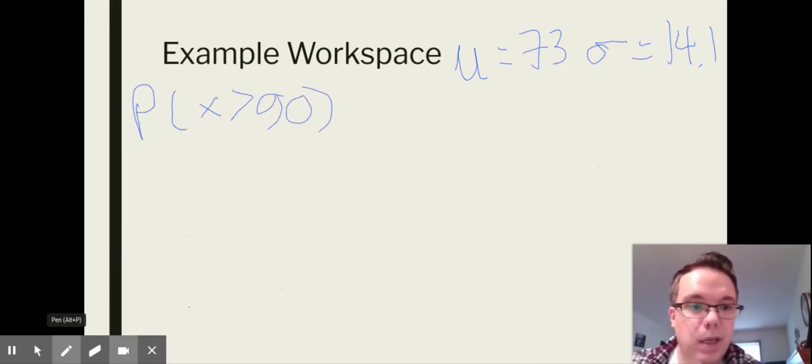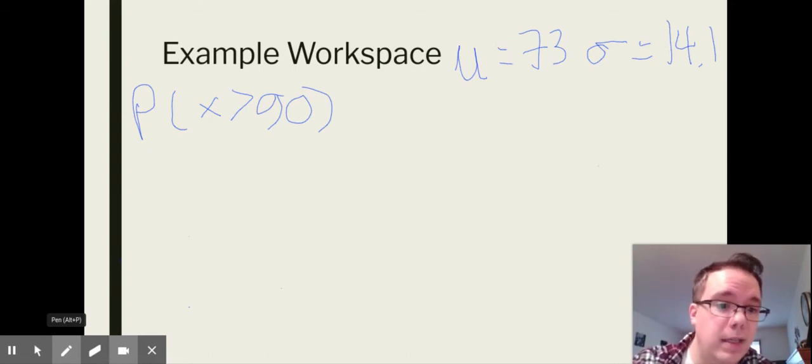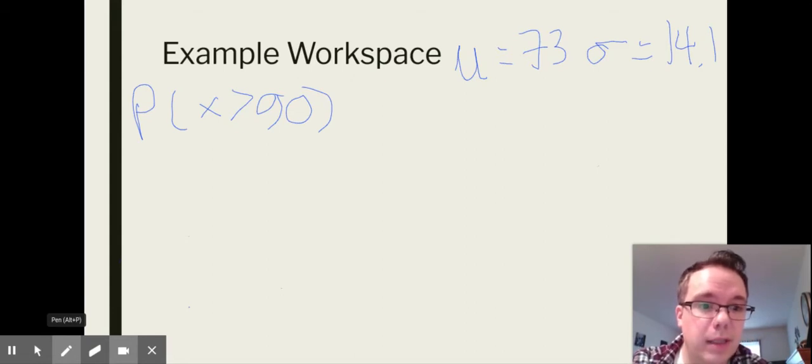Remember, when we convert to a z-score, it's going to give us the probability that it's less than or equal to 90. So in order to find the probability that we're more than 90, or to the right of 90, we're going to have to subtract our probability from 1 to make sure we're telling the probability that we're greater than 90, not less than or equal to 90.